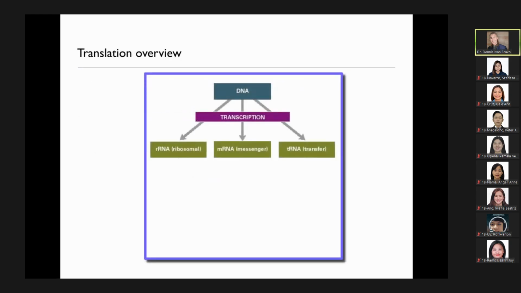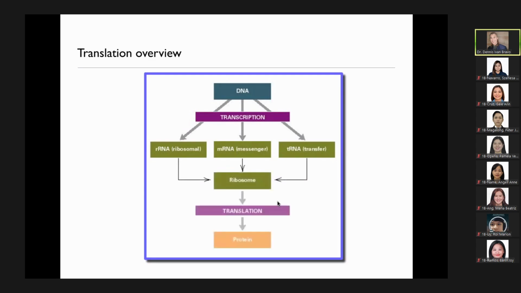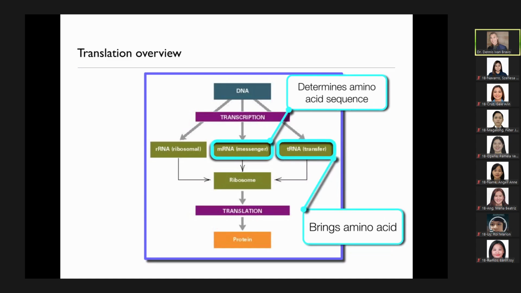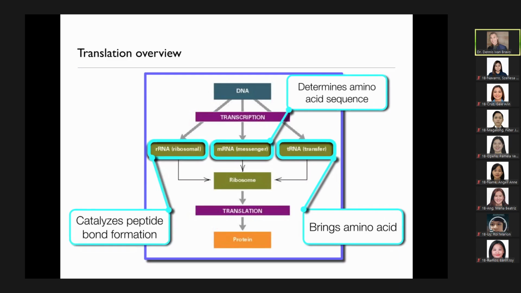So let's have an overview first. We all know that these are the products of transcription. They will all come together at the ribosome, where translation takes place to produce a protein. What are the roles of these different RNA molecules? mRNA, of course, determines the amino acid sequence by acting as a template. The tRNA is a carrier for that amino acid that will be incorporated into the polypeptide, while rRNA provides the enzyme that catalyzes peptide bond formation and also forms the ribosome.